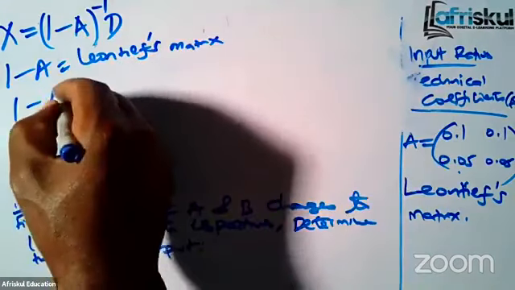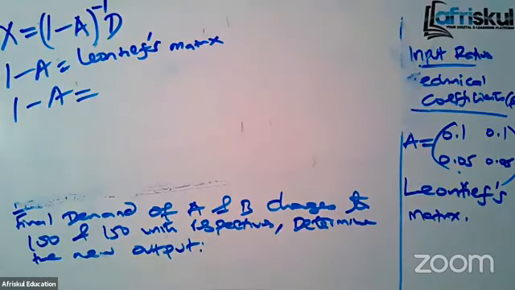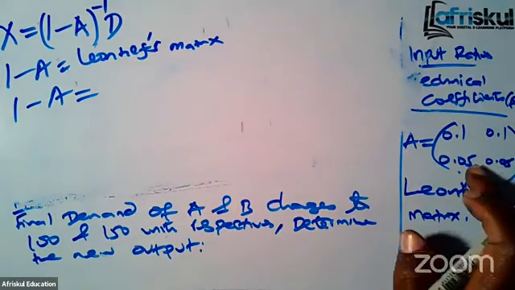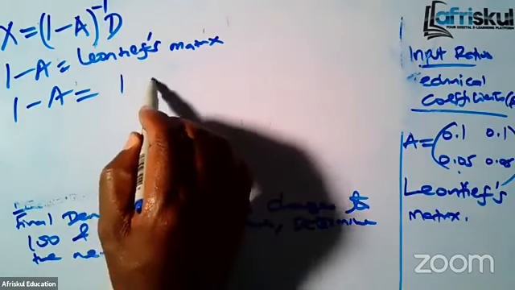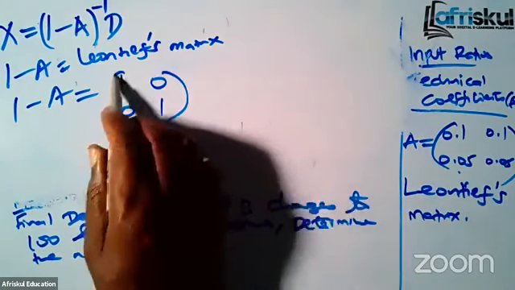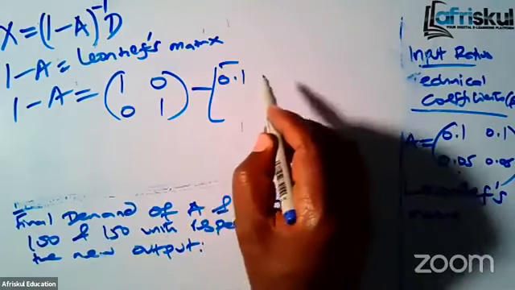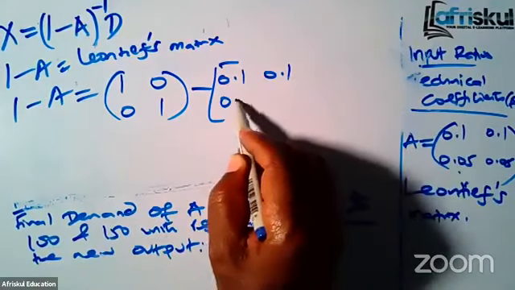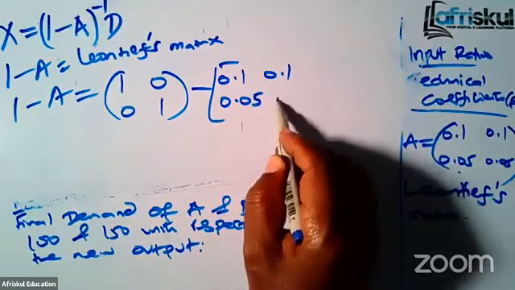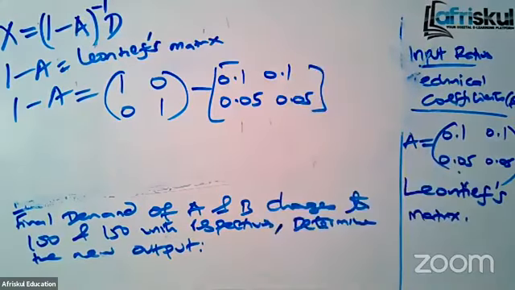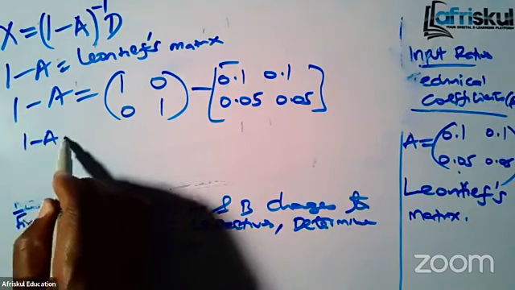So I minus A. I is the identity matrix. Given that the A is 2 by 2, our identity will be 1, 0, 0, 1, minus our matrix A, which is 0.1, 0.1, 0.05, and 0.05. So please go ahead and subtract for us to give us the Leontief's matrix.